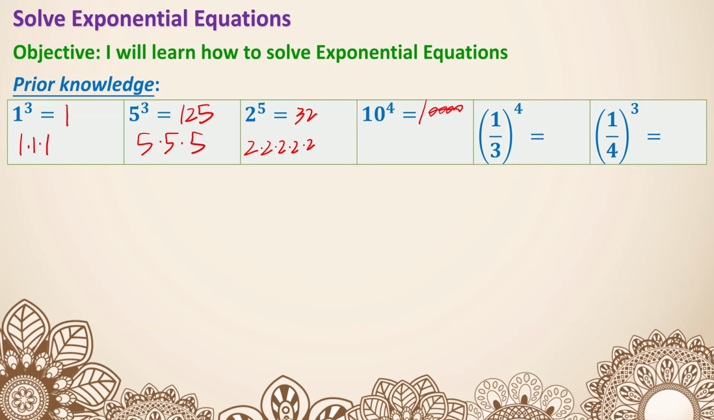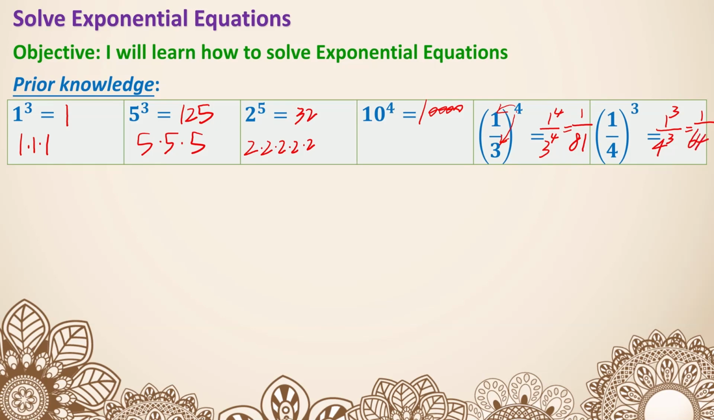Next, 1/3 to the fourth power. Typically, when you have that, you can give the 4 to the top and the bottom separately. So it's the same as 1 to the fourth power over 3 to the fourth power. 1 to the fourth power is just 1. 3 to the fourth power is 81. And this next one is the same: 1 to the third power over 4 to the third power. So it's going to be 1 over 64.